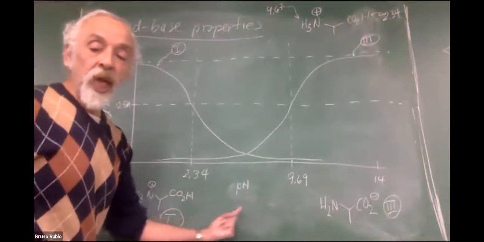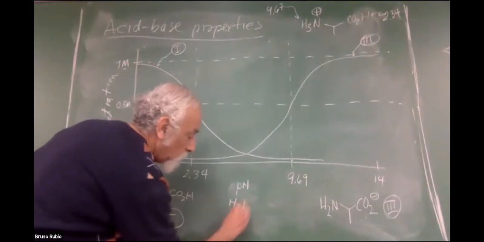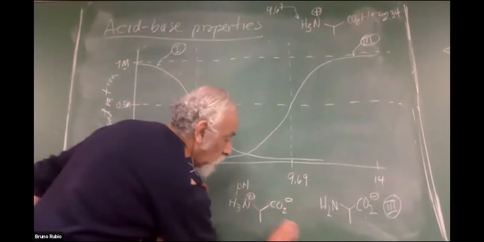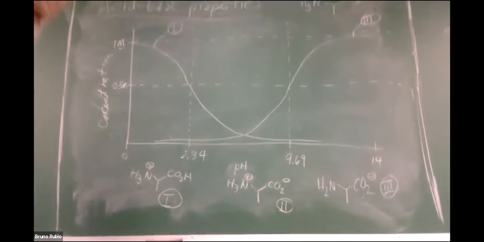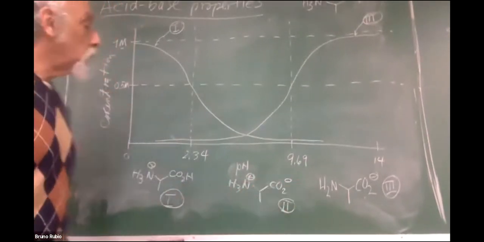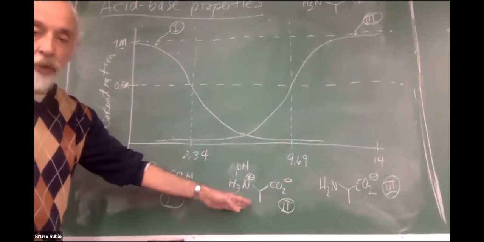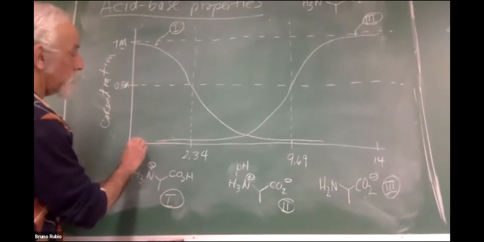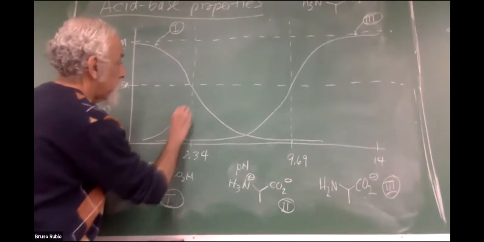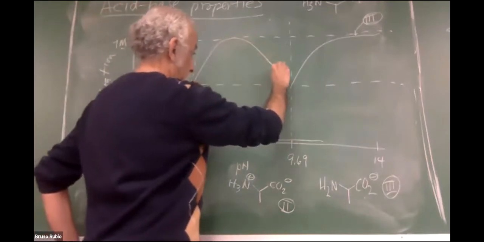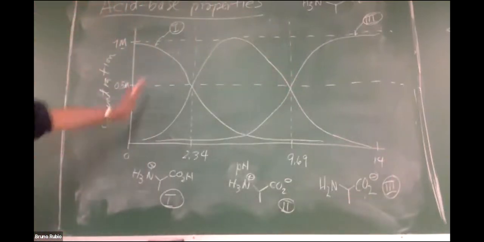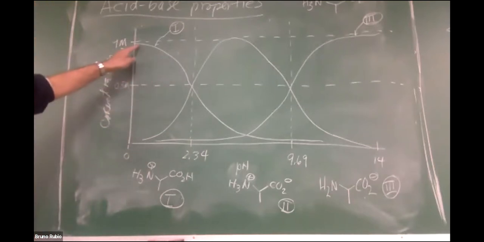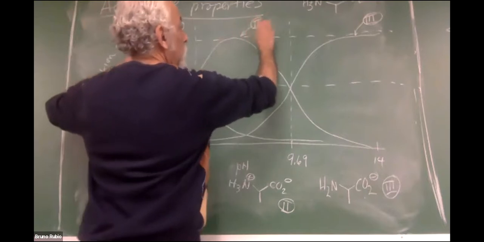In between here, in the physiological region, we went through how the dominant form is this neutral species. I'm going to call him Roman 2. So actually, we have these three forms. Now when I measure the concentration of this guy, I get something that looks like this bell-shaped curve. And this is Roman 2, the neutral form.